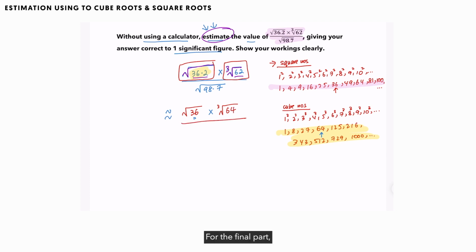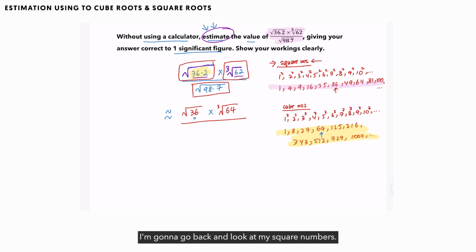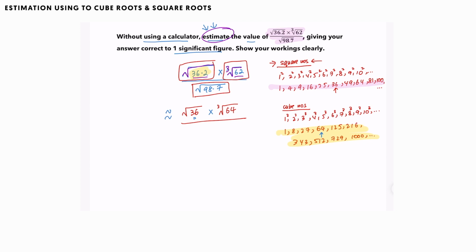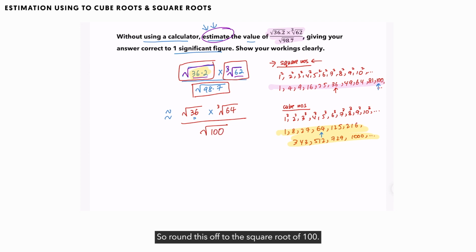Okay, for the final part, in the denominator over here, I have square root of 98.7. Again, since I see a square root, I'm going to go back and look at my square numbers. Find a number that is closest to 98.7. And it is 100. So round this off to the square root of 100. And finally, because now over here, I'm gonna work out the exact square root of 36, the exact cube root of 64, and the exact square root of 100.